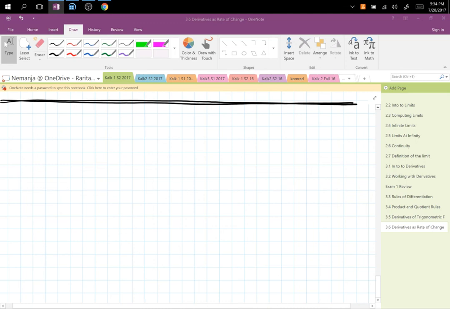In the world of business, I guess the word derivative is prohibited. So instead of using the word derivative, the words that are used are marginal cost, marginal profit, and so on. That is the derivative of the cost equation, the profit equation, and so on.